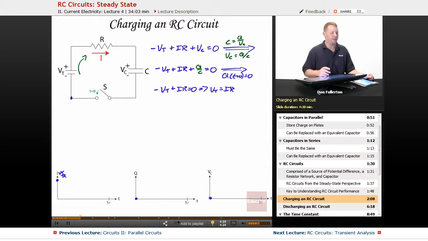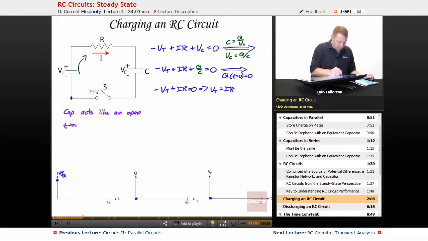Now let's take a look and assume that the thing's charged up. It's been a long time, and a long time is something we're going to define here in a couple minutes. But now, after a long time, the switch has been closed for a while. The capacitor now acts like an open. It doesn't allow current to flow.